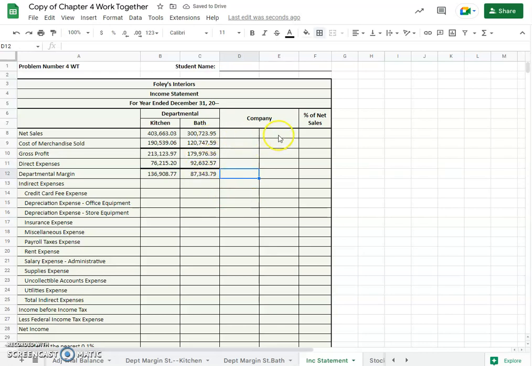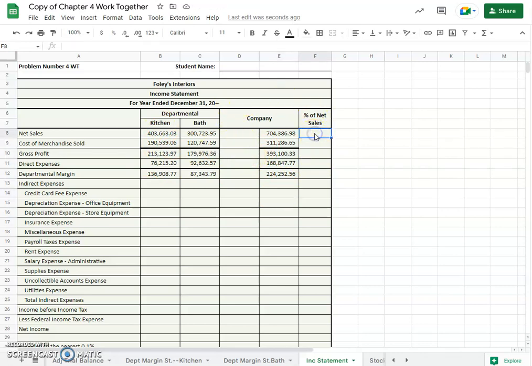$87,343. So our total company, we can add them together, and we should just be able to drag those down. But I kind of like the bottom border, so I'm just going to format Painter that real quick so that it's formatted the same all the way across.